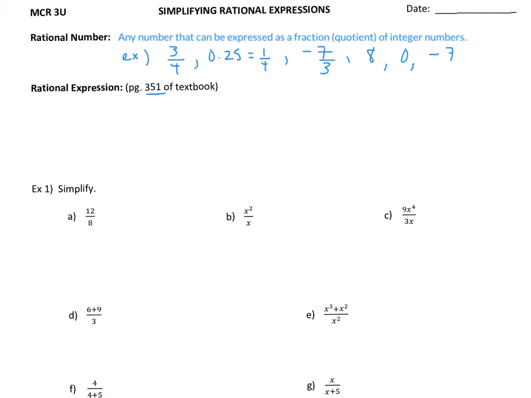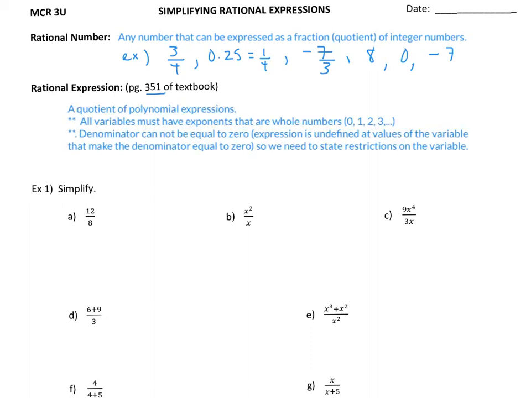If you try dividing by 0, it's undefined. So we need to make sure we do something called stating restrictions as we go along, but that will come up in a moment or two. Okay, so really a rational expression is a quotient, the division of polynomial expressions. All your variables must have exponents that are whole numbers. So if you look at the examples of things that are not rational, they often do have fraction exponents or the square root on the variable. And the other thing we need to consider is that your denominator can't equal 0, so we're going to do something called stating restrictions.